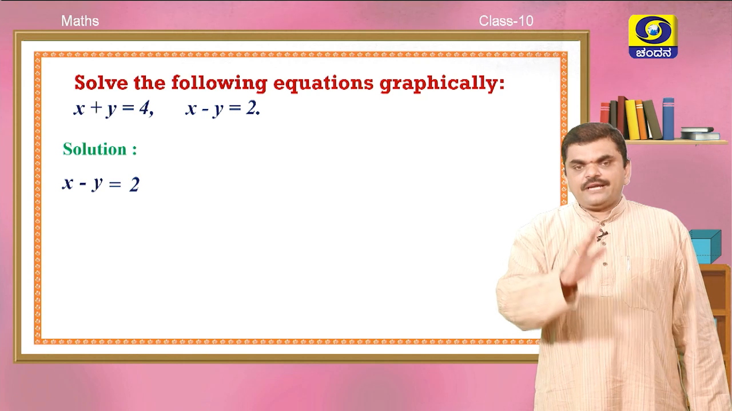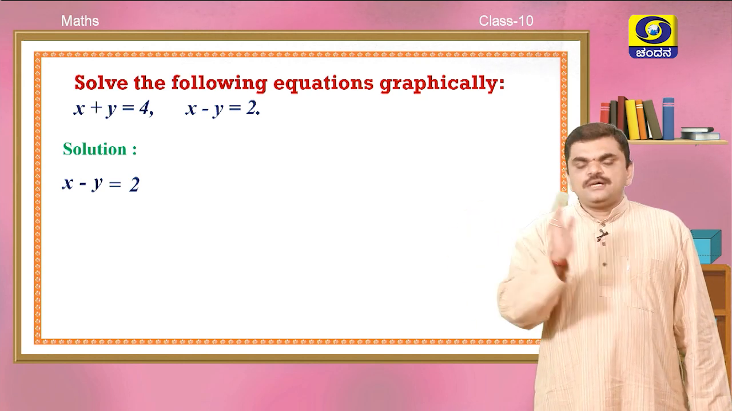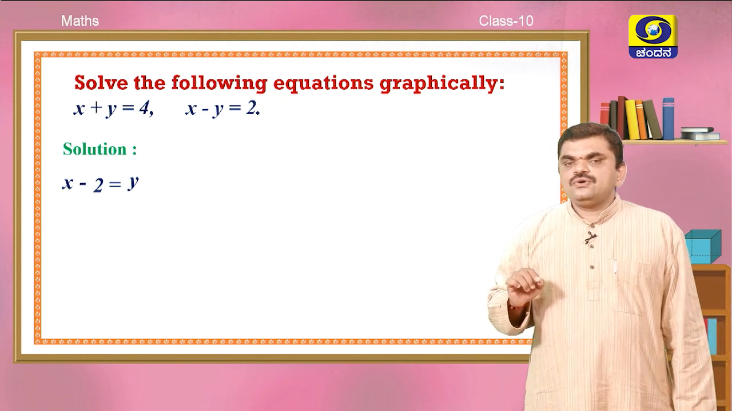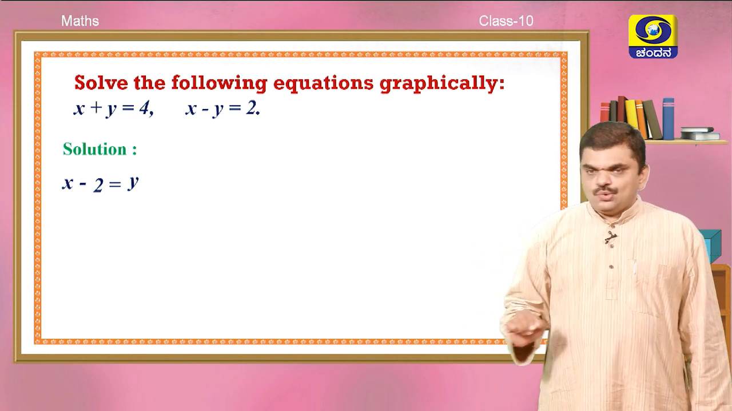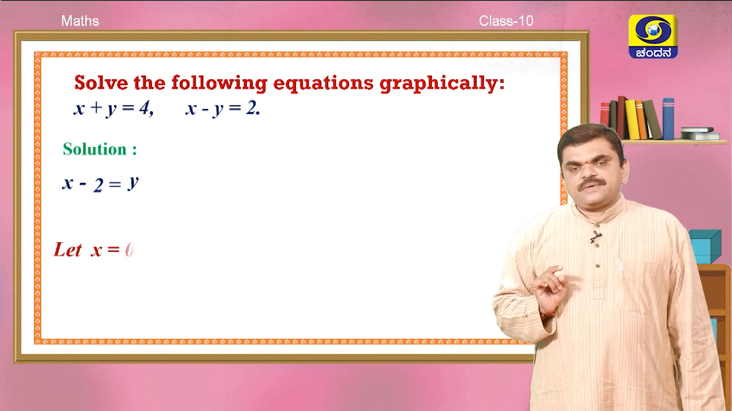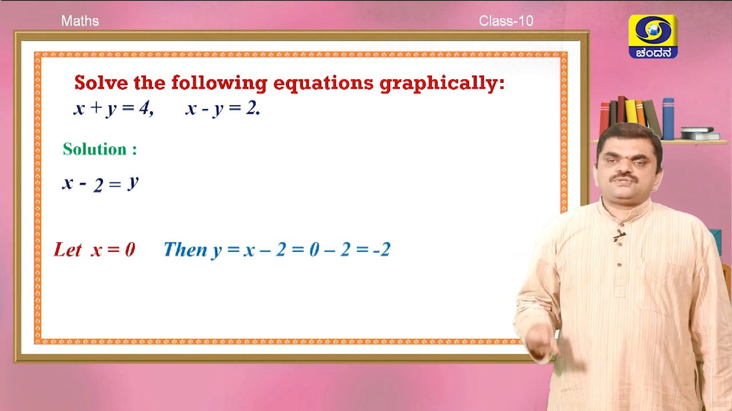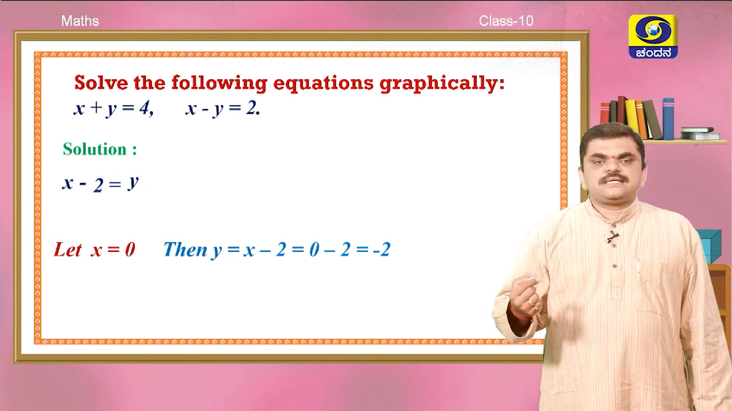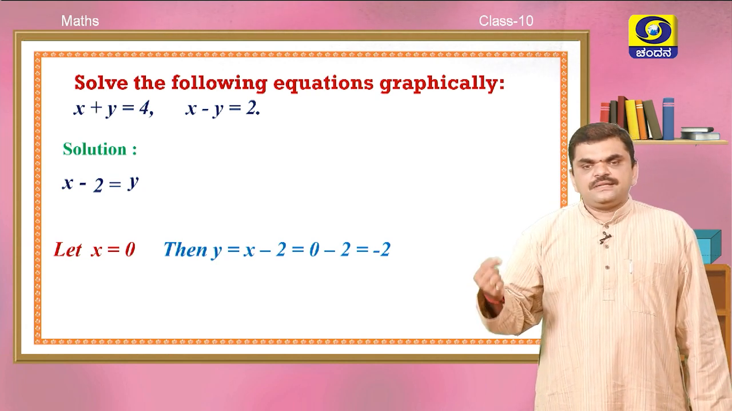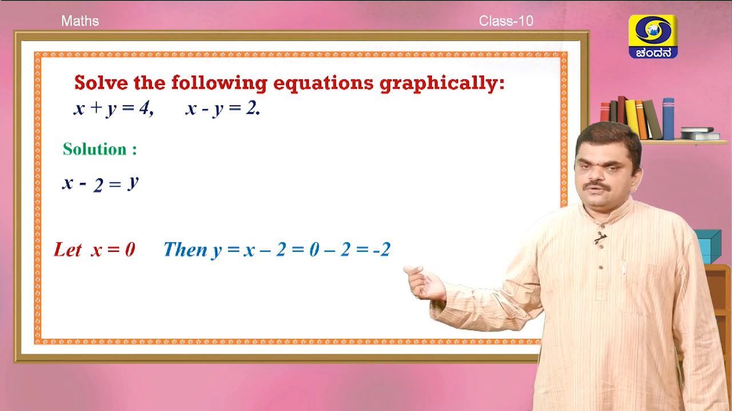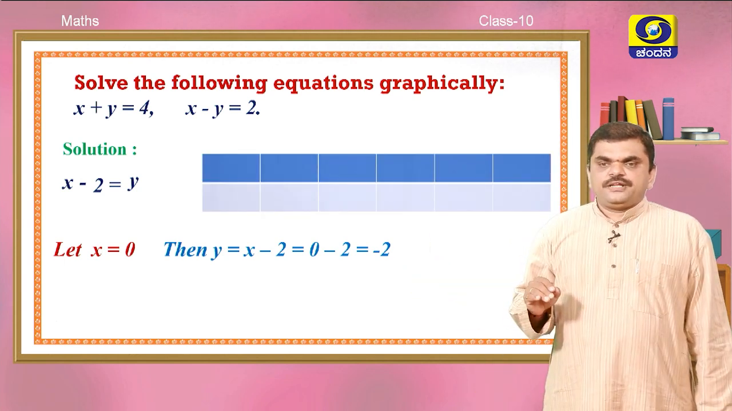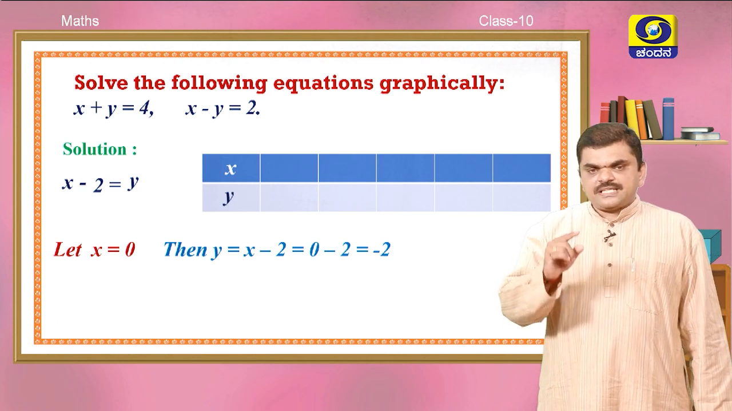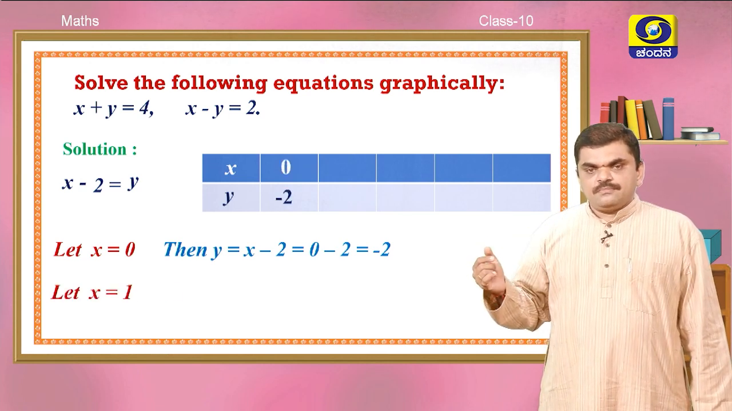So, shift y to the right side and 2 to the left side, what does it become? Yes, y is equal to x minus 2. Again the same procedure, give the value for x as 0, y is equal to x minus 2, that is 0 minus 2, that is equal to minus 2. Put it in the table, x and y: when x becomes 0, y becomes minus 2.